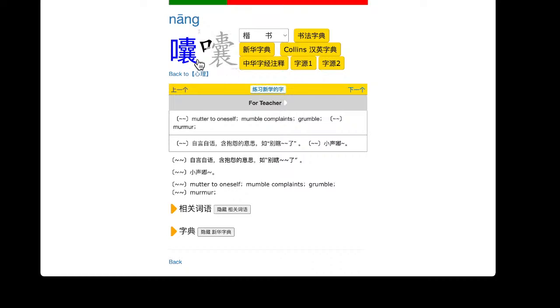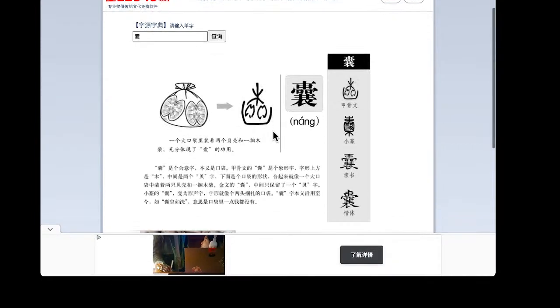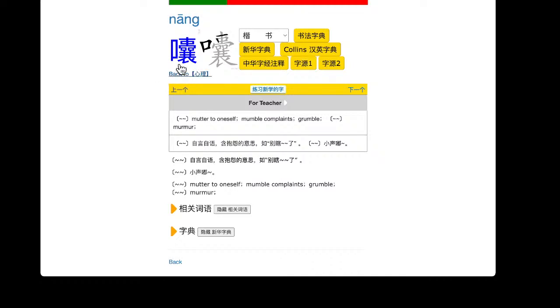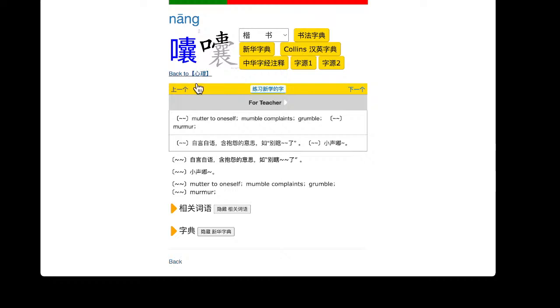Now, let's take a look at the 囔. The right-hand part, you see, is basically a bag. It just means bag, so it's a mouth radical with a bag. I don't know, I feel like this is really just representing the sound. All right, let's go back to the sentences.